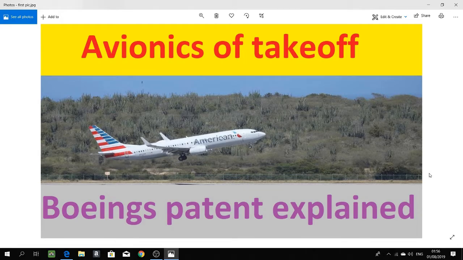Hello everyone, welcome to this tutorial on the avionics of takeoff, as explained in one of the very interesting patents from Boeing. The very focus of this patent is on the pitch of an aircraft, but if a person reads through this patent, he will get a very good understanding of the avionics and some other very interesting mechanisms involved when an airplane takes off.